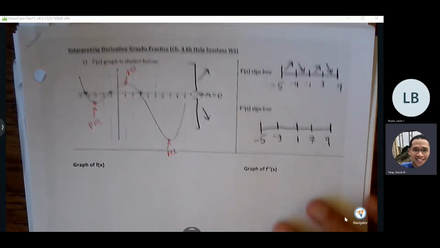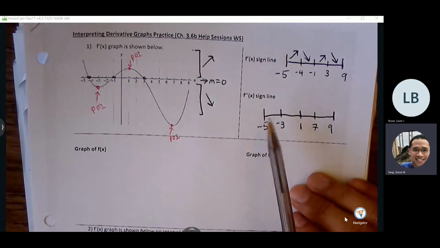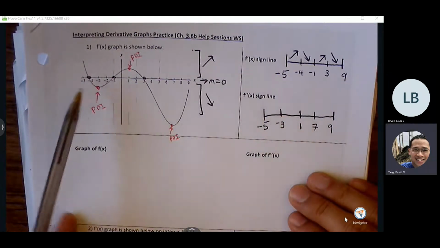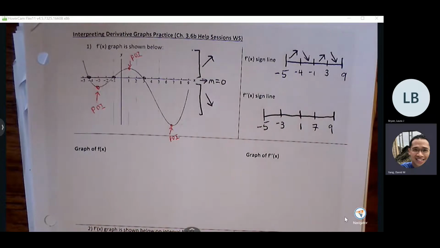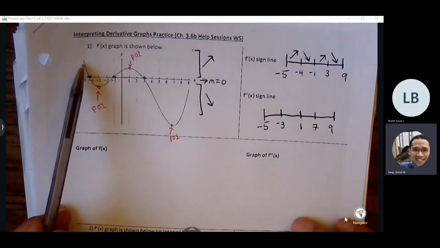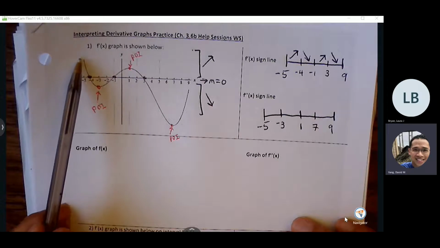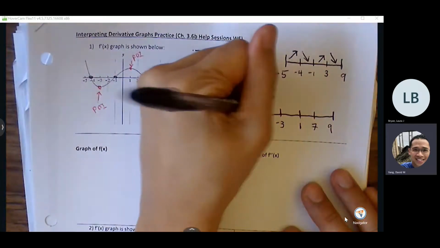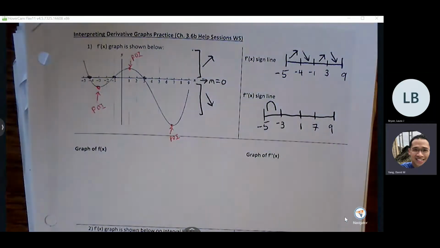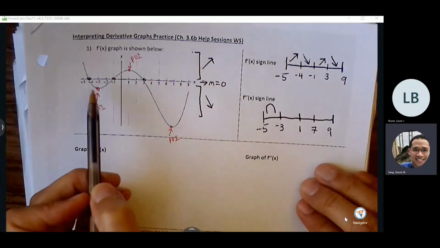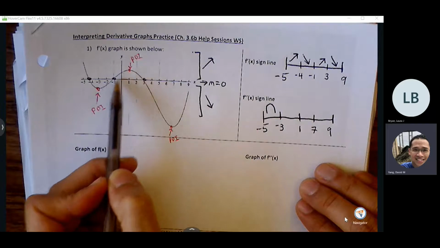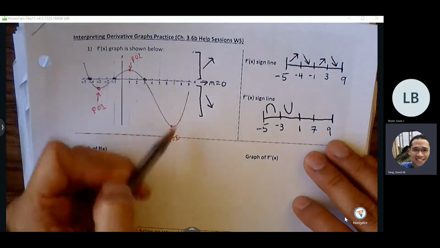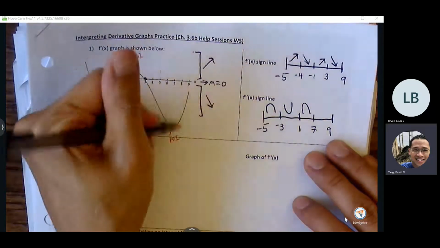All right, so back to our f double prime graph. What's occurring here between -5 and -3? Concave up or concave down? Good, so now we look at the slope. Wherever the slope is becoming more negative, the original graph is going to have a concave down shape to it. And it's going to keep flipping back and forth. Right here, positive slope means concave up on the original. Negative slope, concave down. Positive slope, concave up.